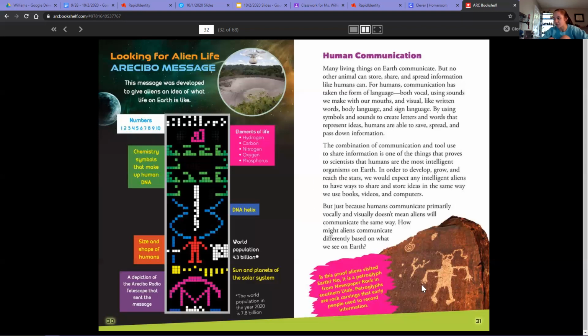This pink box down here. Is this proof that aliens visited Earth? No, it is a petroglyph from the newspaper rock in southern Utah. Petroglyphs are rock carvings that early people used to record information.